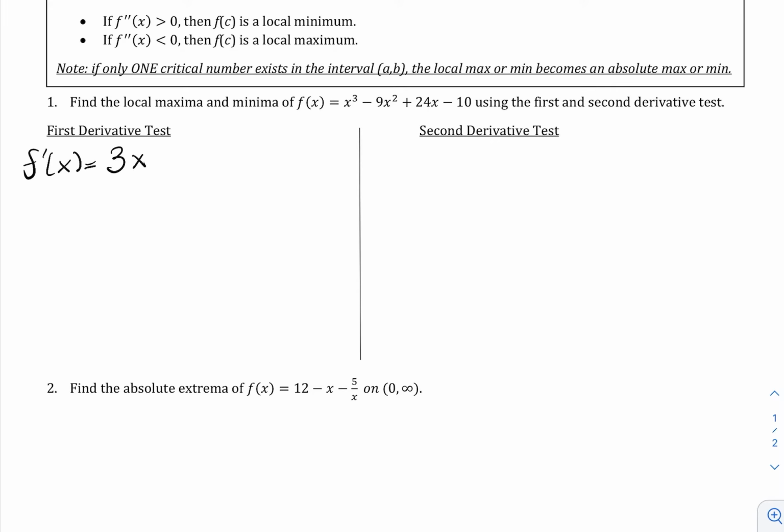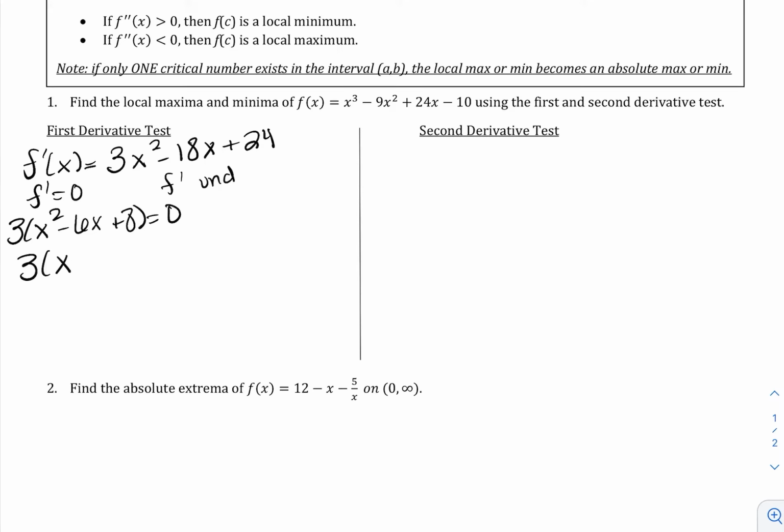So we have 3x squared minus 18x plus 24. And then we say, when is it 0? When is it undefined? For when it's 0, I'm going to pull out a 3. I'm going to have x squared minus 6x plus 8 equal to 0. That's going to factor nicely into x minus 4 and x minus 2. And so I get x equal to 4 and x equal to 2. And then it's never undefined because it's a polynomial. Now, because the critical numbers, the partition numbers, are part of the domain, they're both critical numbers.